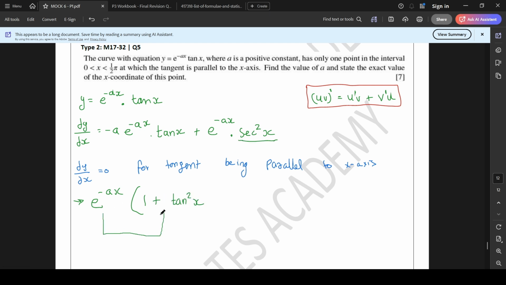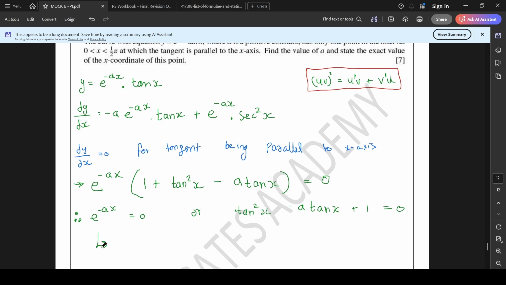So e power of minus ax is multiplied with this. And then you're also having minus a tan x over here. Now this is equal to 0. So clearly either e power of minus ax is equal to 0 or this quadratic in terms of tan, which is tan square x minus a tan x plus 1 is equal to 0.